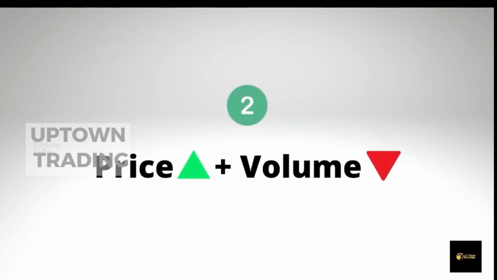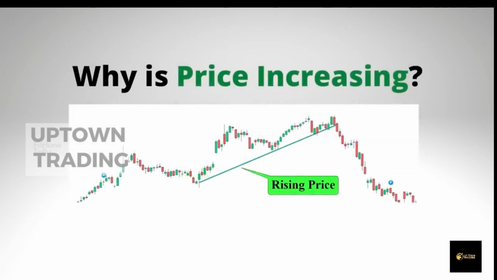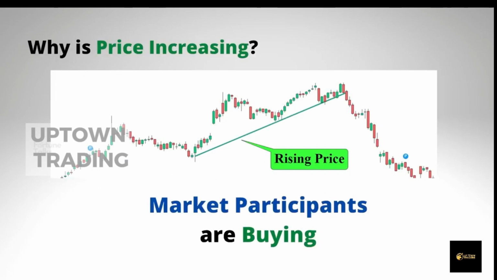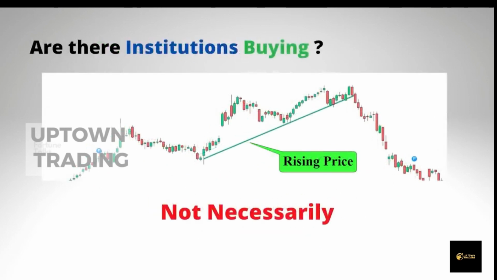Moving on to the second case, what do you think will happen when the price increases but the volume decreases? Think about the situation in the following terms. Number 1, why is the price increasing? Simple answer, because the market participants are buying. Easy, right? Are there any institutional buyers associated with this rise in price? The simple answer is it is not necessary that there should be institutional buyers associated with the price rise.